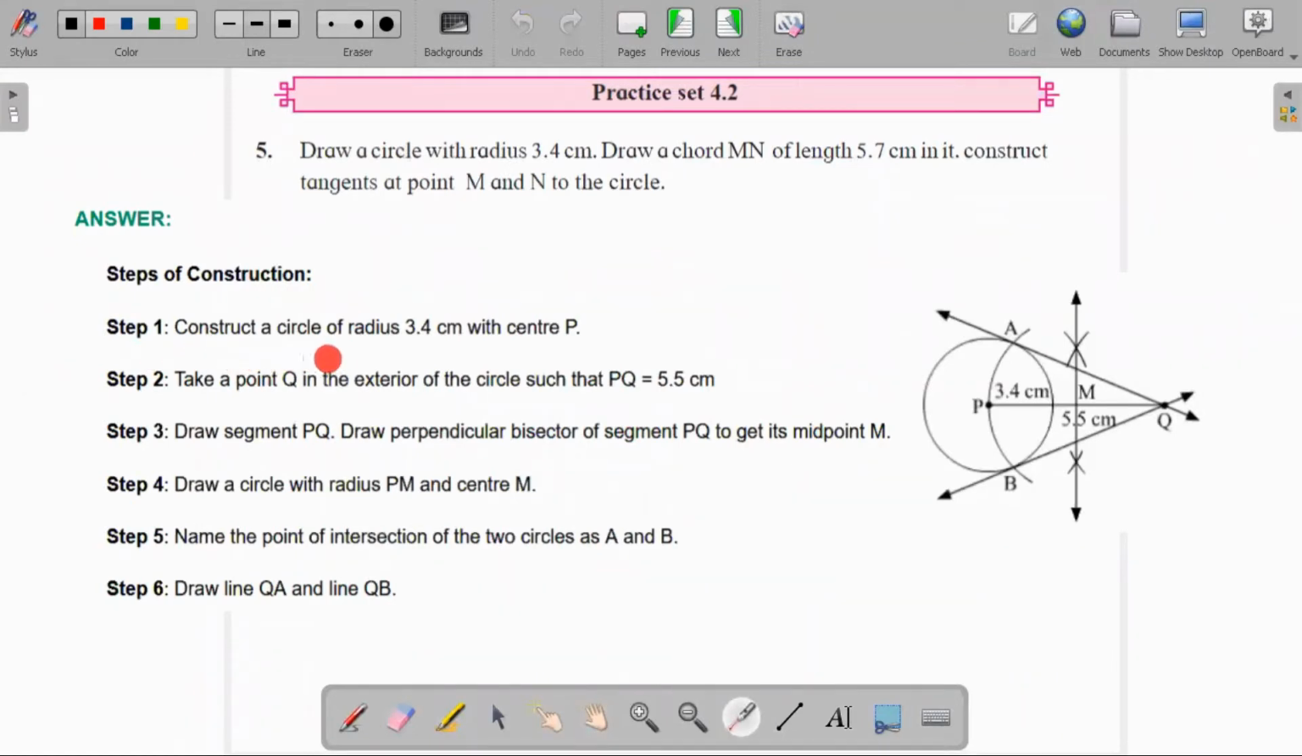The first step will be to construct a circle of radius 3.4 centimeters with center P. Take a point Q in the exterior of the circle such that the distance PQ is 5.5 centimeters. Draw a segment PQ. Draw a perpendicular bisector of segment PQ to get its midpoint M. Then draw a circle with radius PM and center M. Name the points of intersection of the two circles as A and B. And then finally, you draw lines QA and QB, which will be the tangents to the circle.